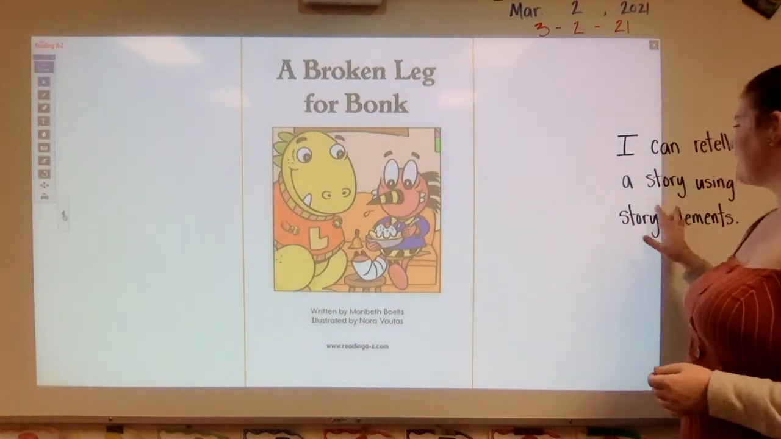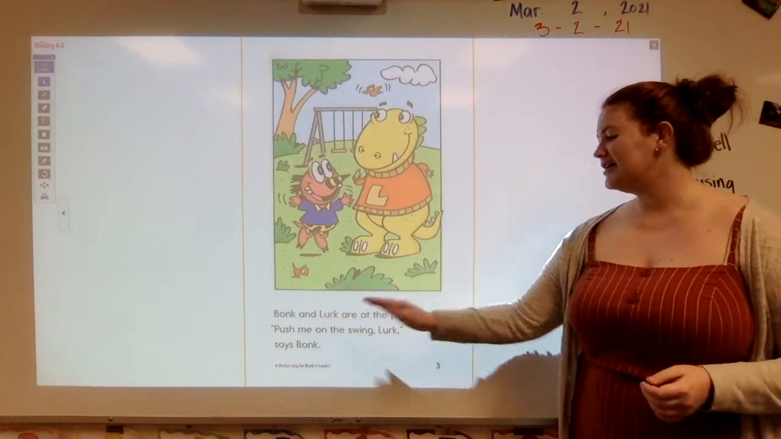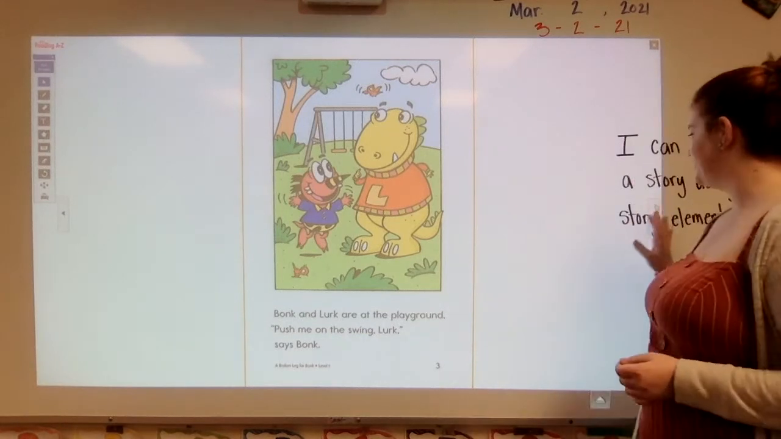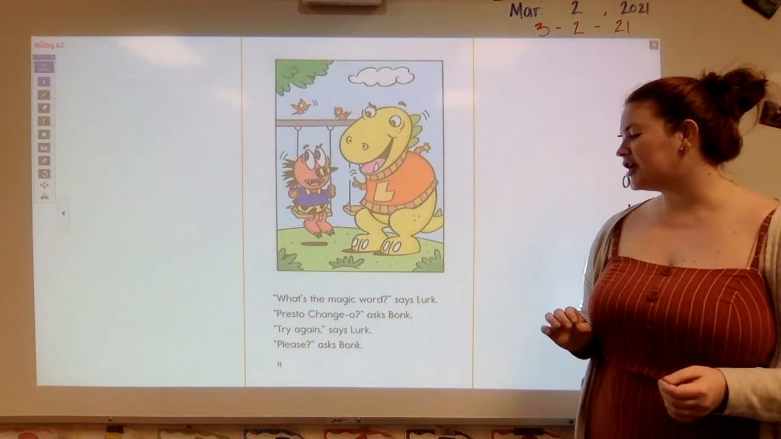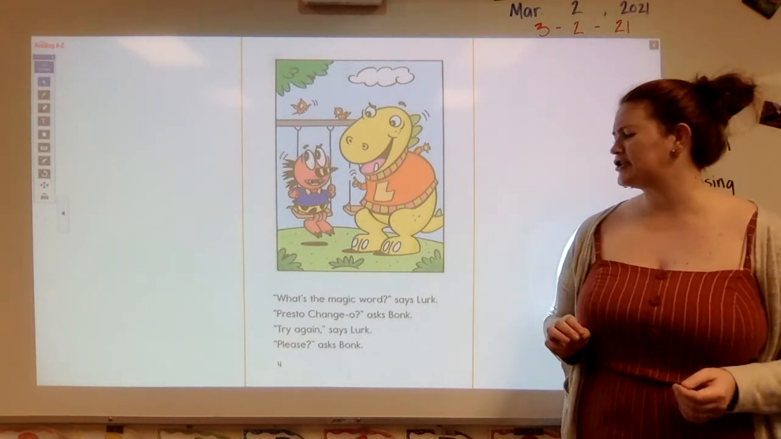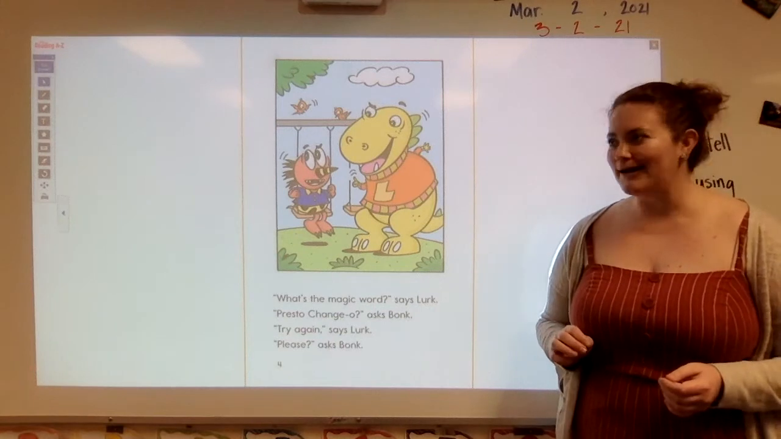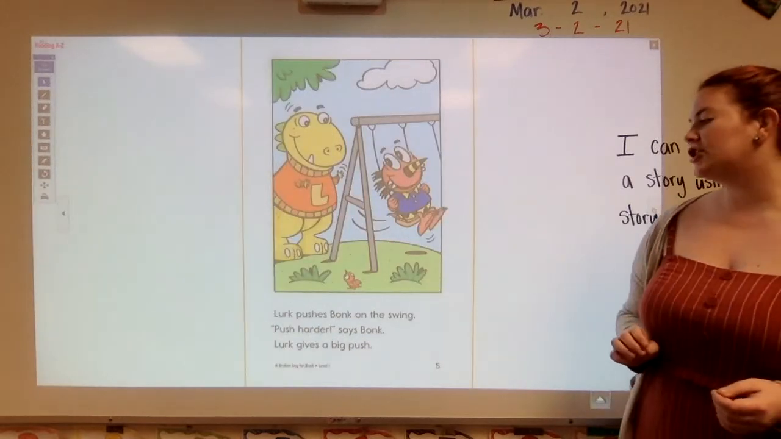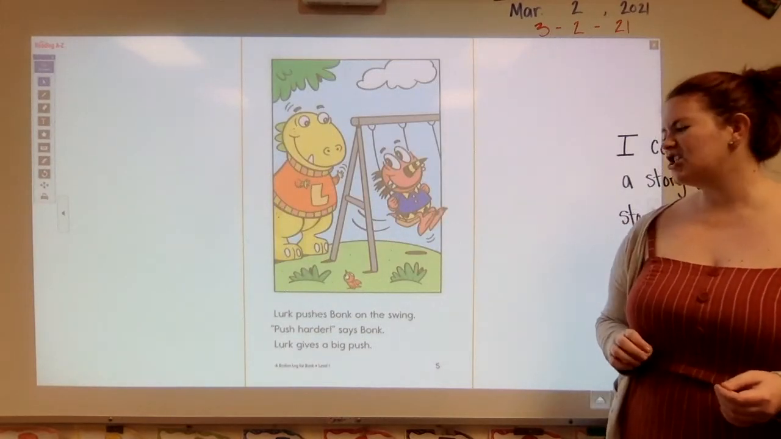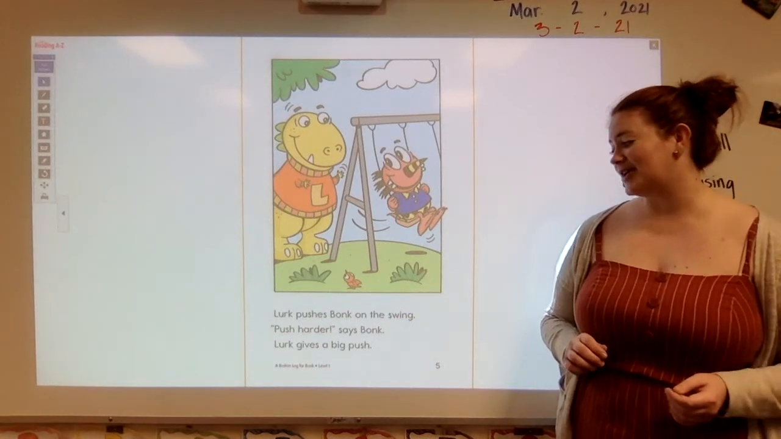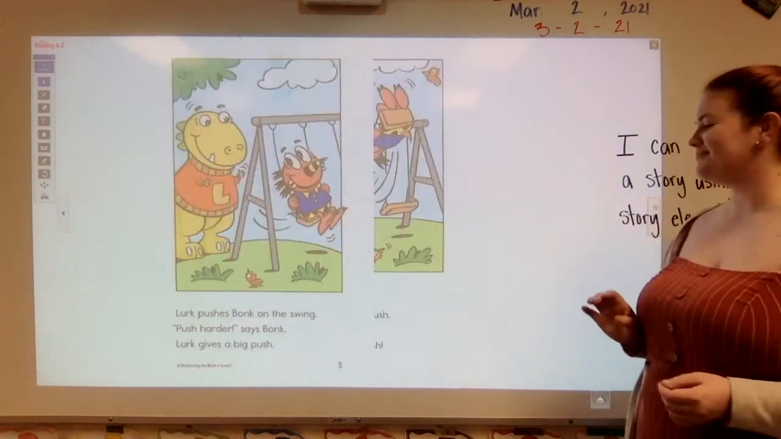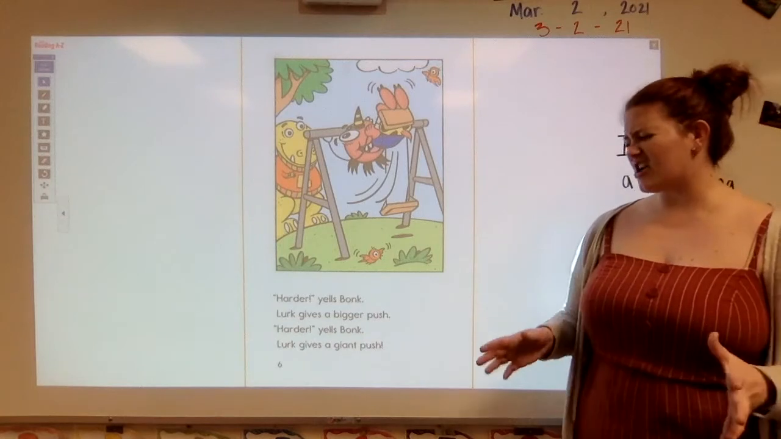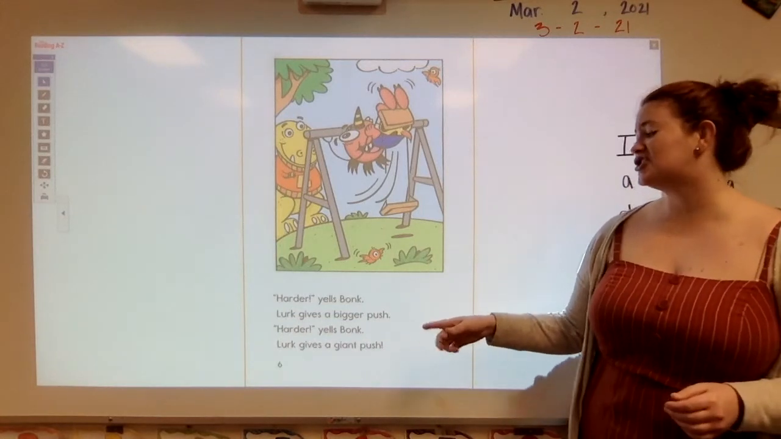A Broken Leg for Bonk. Bonk and Lurk are at the playground. Push me on the swing, Lurk, says Bonk. What's the magic word, says Lurk. Presto changeo, asks Bonk. Try again, says Lurk. Please, says Bonk. Lurk pushes Bonk on the swing. Push harder, says Bonk. Lurk gives a big push. Harder, yells Bonk. Lurk gives a bigger push. Harder, yells Bonk. Lurk gives a giant push.